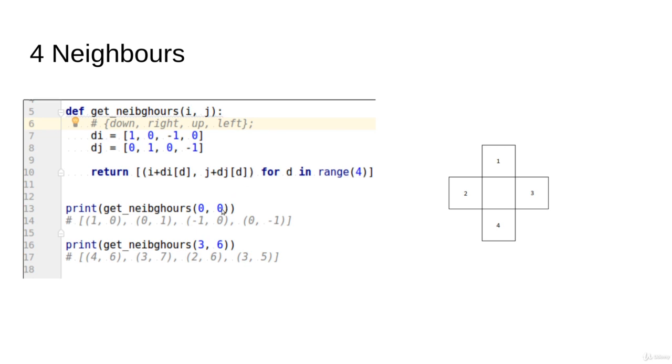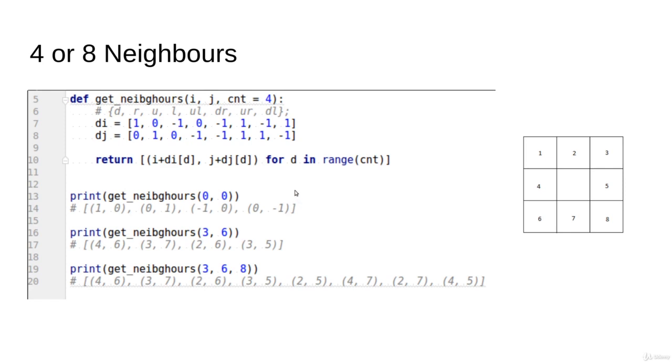I'm testing my functionality here. Get neighbors of 0 and 0 returns all of these 4 positions, which, as you see, some of them are out of the grid. On the other side, if I give 3 and 6, then going down would be 4 and 6, going right would be 3 and 7, and so on. I would like you to give it a try. Make a change to this function to return the 8 neighbors. What are the other 4 values that we need here to maintain the 8 neighbors?